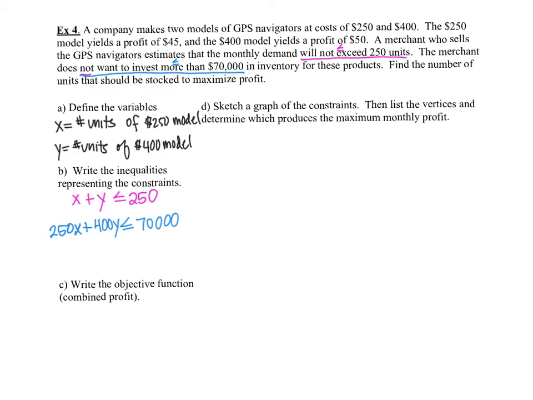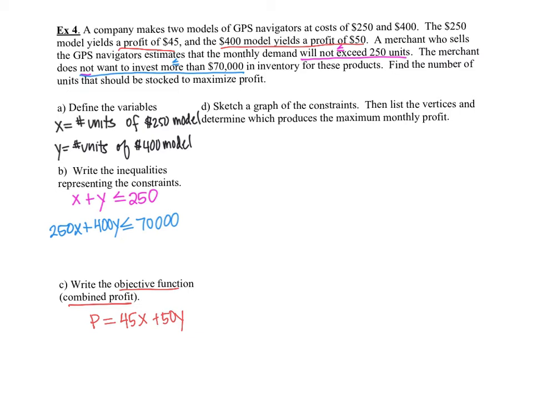Okay, next I'm going to write the objective function. In this case, they tell me the objective function has to do with profit. So I can call it Z if you would like to. I'm going to call it P. Okay, so where does it tell me the profit? The $250 model yields a profit of 45, so for each X unit, it makes 45. The $400 model yields a profit of 50.